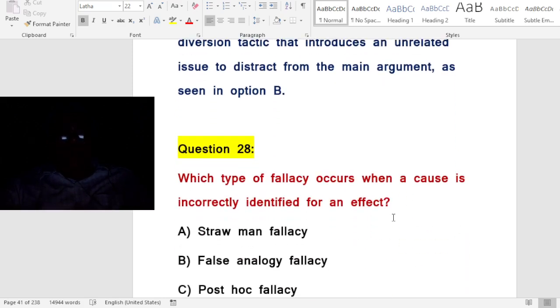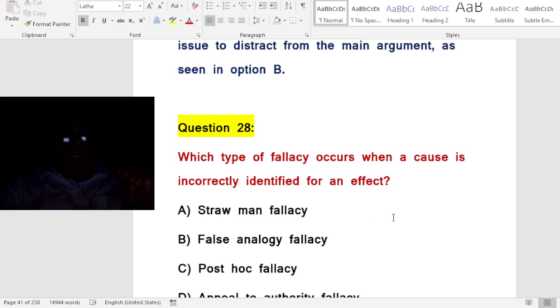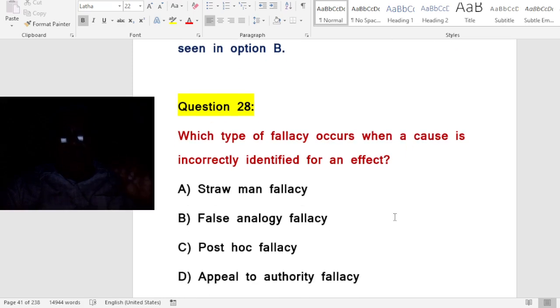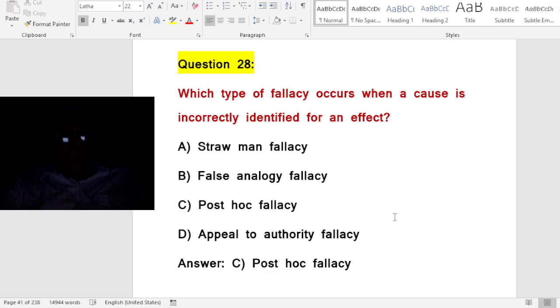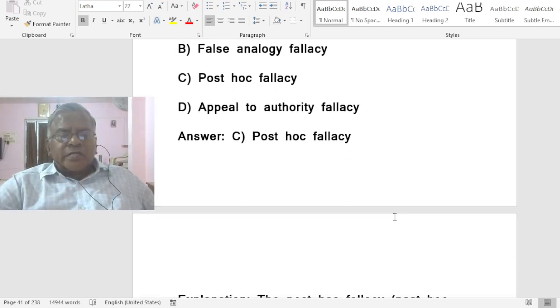Which type of fallacy occurs when a cause is incorrectly identified for an effect? A. Strawman fallacy. B. False analogy fallacy. C. Post hoc fallacy. D. Appeal to authority fallacy. Which type of fallacy occurs when a cause is incorrectly identified for an effect? That is the post hoc fallacy.